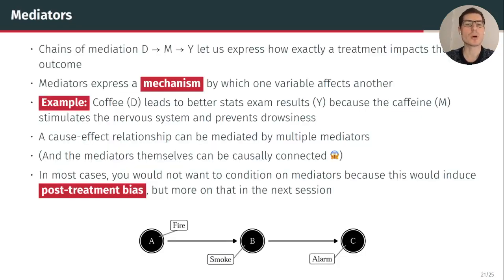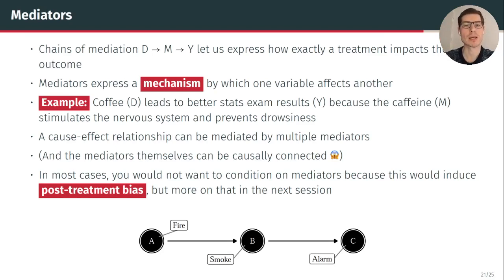Now, briefly on the two other basic mechanisms here. So mediators. Mediators are interesting because they allow us to express mechanisms, so how the treatment affects the outcome more specifically. One example could be, back to our coffee example, coffee as a treatment leads to better stats exam results. Why is that? Maybe because there's a mediating variable built into coffee, which is caffeine, which stimulates the nervous system and then also prevents drowsiness and therefore leads to better stats exam results.